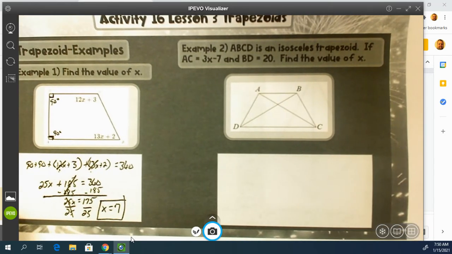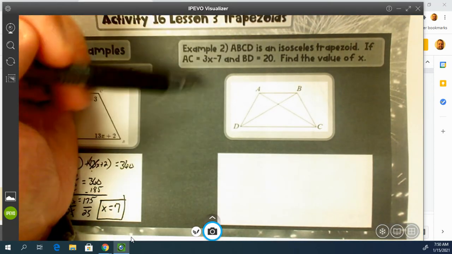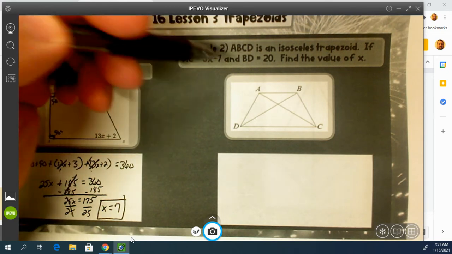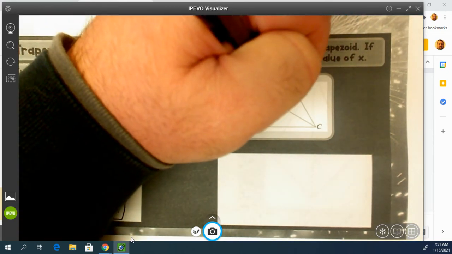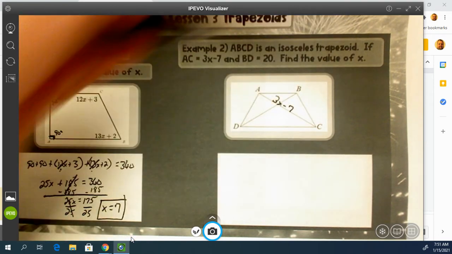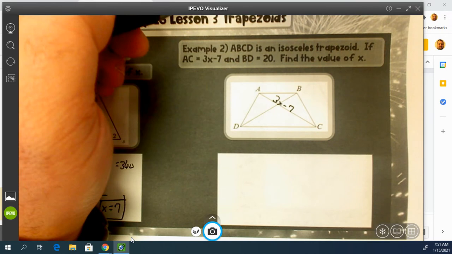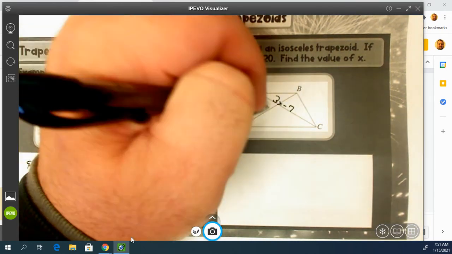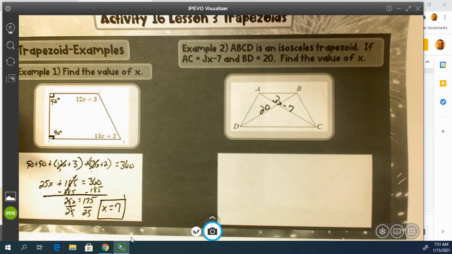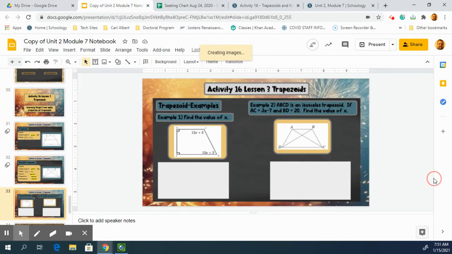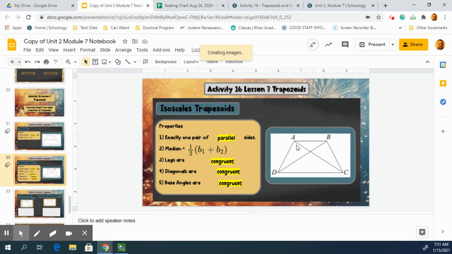All right, example 2. ABCD is an isosceles trapezoid. If AC is 3x minus 7 and BD is 20, find the value of x. So I'm going to go back to my notes. These are diagonals, AC and BD. And what do we know about diagonals? They're congruent.